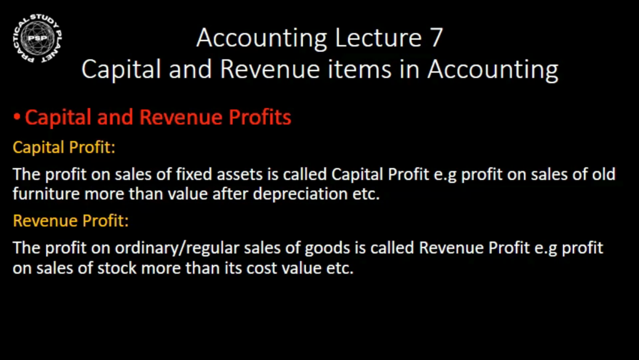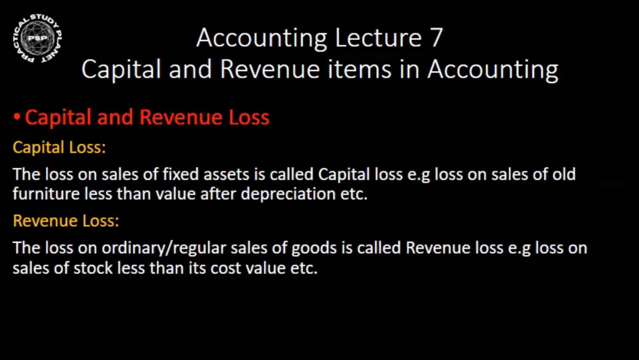Capital and revenue profit. Capital profit: the profit on sales of fixed assets is called the capital profit. For example, the profit on sale of old furniture for more than its value after depreciation. Revenue profit: the profit on ordinary regular sales of goods is called the revenue profit. For example, the profit on sale of stock for more than its cost value.